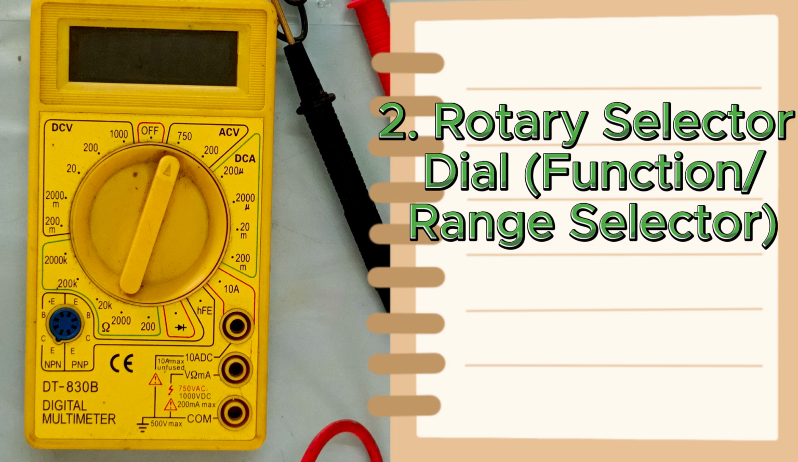Current A, DC current, direct current. AC current A, alternating current. Resistance, ohm, measures resistance in ohms. Continuity test: emits a beep if a low resistance path exists. Diode test: checks the voltage drop across a diode.